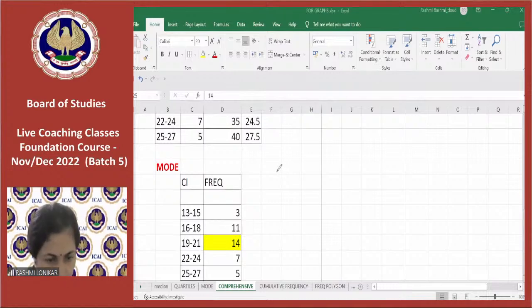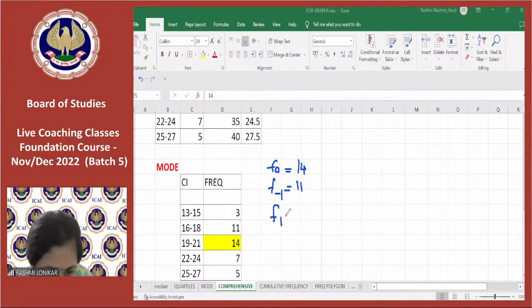My F0 is the frequency of the modal class. Frequency of the modal class is 14. Then the frequency of the pre-modal class, that is the class above the modal class, F of minus 1, is 11. Then frequency of the post-modal class, F1, is 7. Okay. Till this, everything is okay.